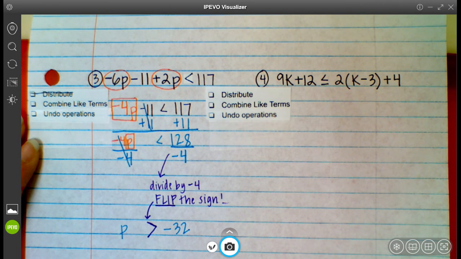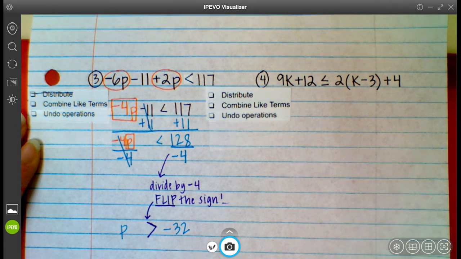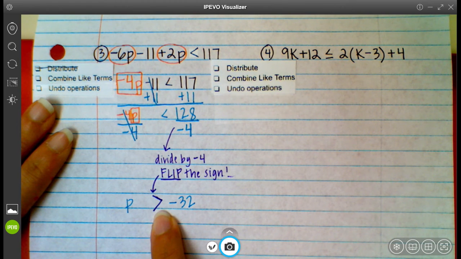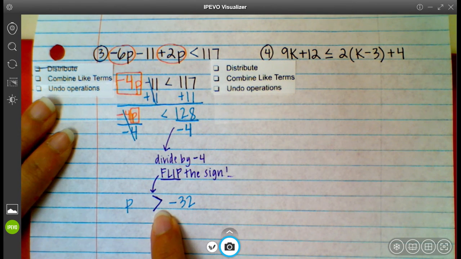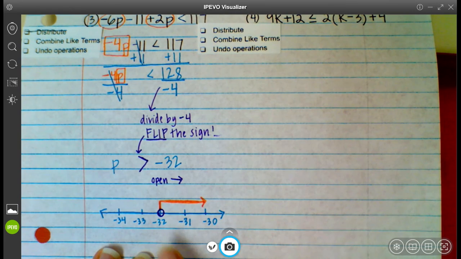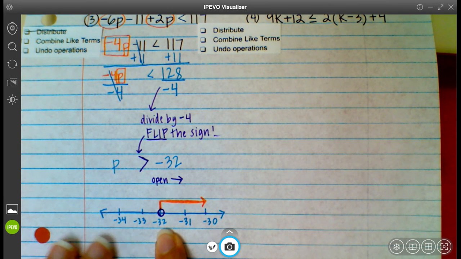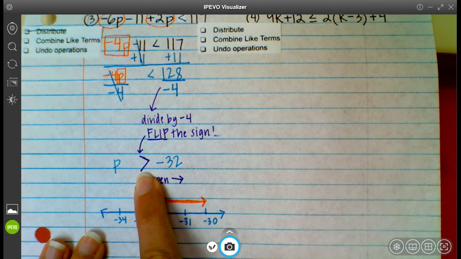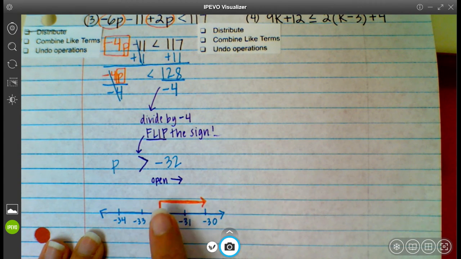So now let's go ahead and talk about how we graph our number line. So since this is strictly greater than, we are going to be open and we're going to be pointing to the right. So we'll graph our negative 32 and make sure that we are an open dot because of our greater than, and we are pointing to the right.